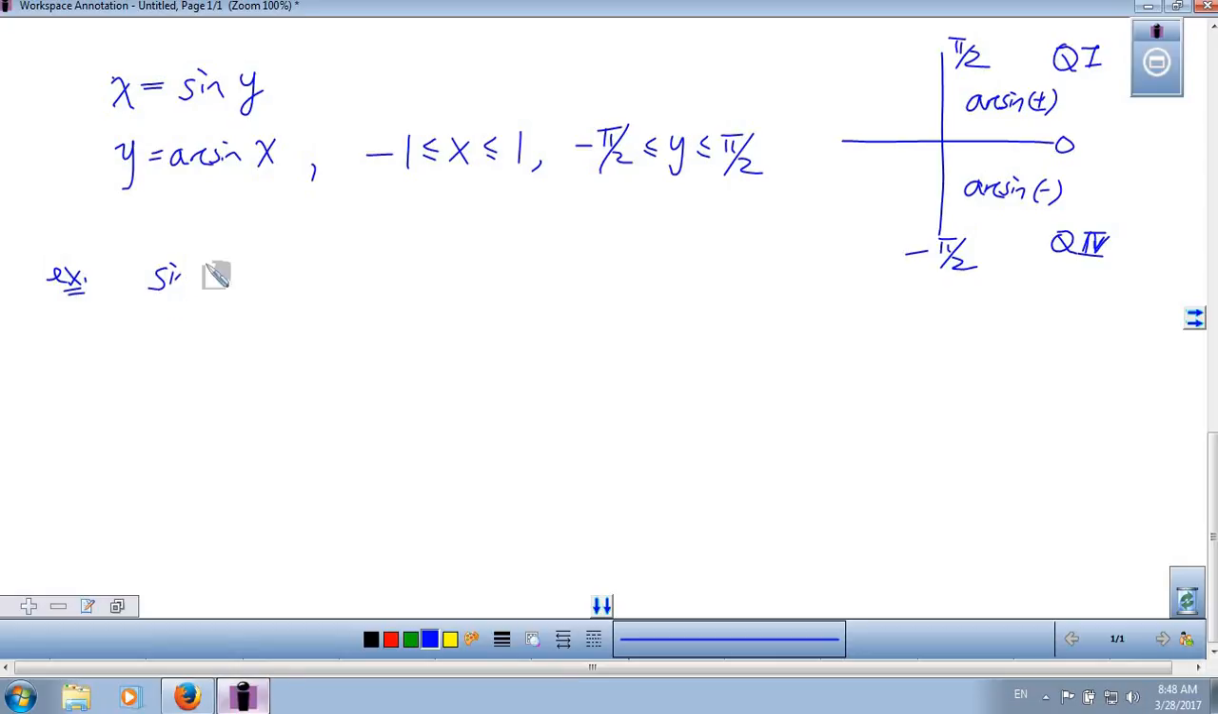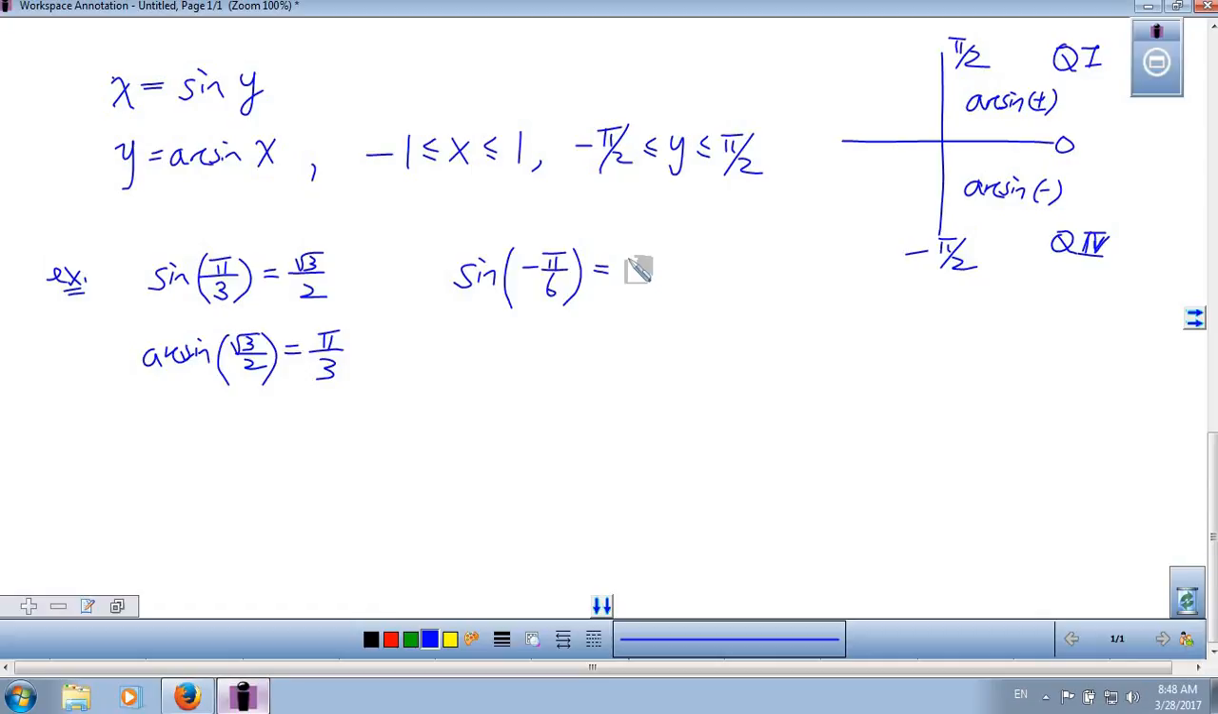Let's start with pi over 3. Sine of pi over 3 is equal to square root 3 over 2. That's sine of 60 degrees. So that means arcsine of square root of 3 over 2 should be equal to pi over 3. That's correct, right? That's basically the concept. Now, what about sine of negative pi over 6? Negative pi over 6 is down there in the fourth quadrant. Sine of negative pi over 6 is equal to negative 1/2. So that means arcsine of negative 1/2 is equal to negative pi over 6. So far so good, no problem.